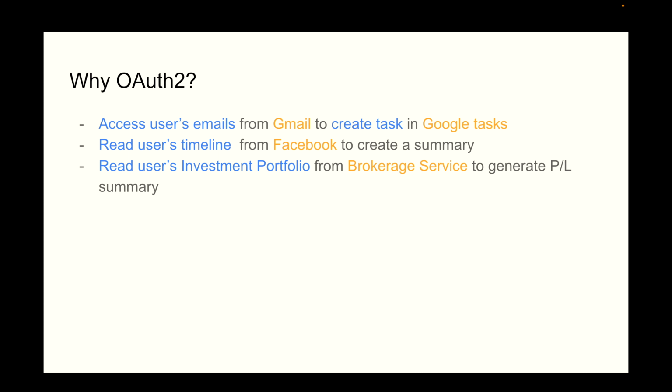The another scenario is, let's say we want to read the timeline of user from Facebook, and we want to create a summary of the timeline and send an email to the user. And how do we do that? The third is, let's say we want to use the user's investment portfolio from any brokerage service, and we want to generate profit and loss summary. So that also is possible using OAuth2. How it's done, I will come to that in a moment.